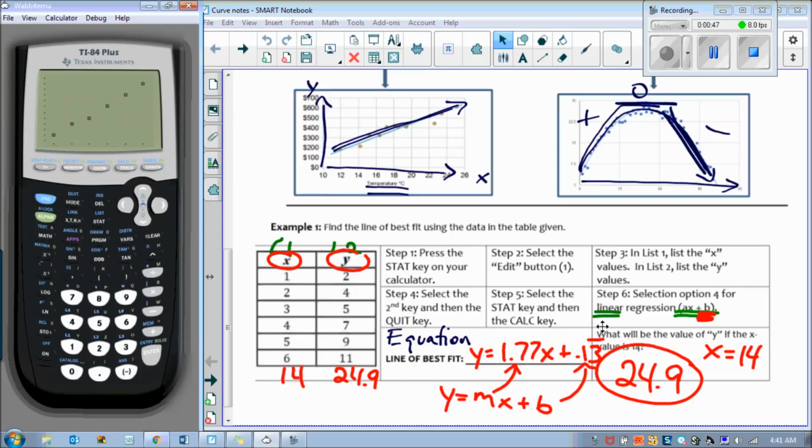So now I'm going to type this into y equals. That's just an equation that I can type in to give me a line. So I'm going to write 1.77x plus 0.1333. I'm going to type in a bunch of threes and look at that graph. And that is my line of best fit. It cuts right through the middle of most of those points.